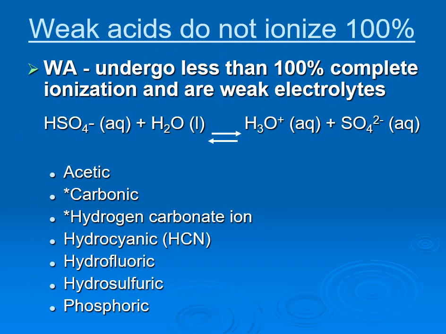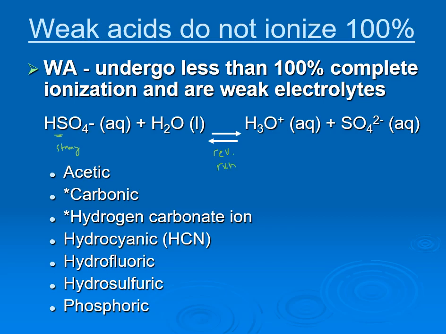Okay, so weak acids do not undergo 100% ionization. They're always less than that. So WA, weak acids, undergo less than 100% ionization and are weak electrolytes. The bond between the hydrogen and the ion it is bonded to is strong, and so water does not have an easy ability to actually break that bond. It can in some cases, but not a lot. These arrows should be up a little bit higher. There's a formatting issue. But what we see here is the reversible reaction.